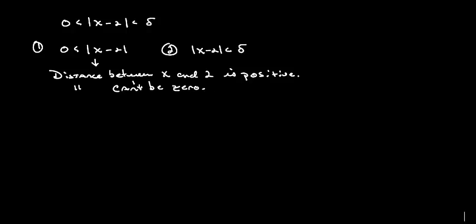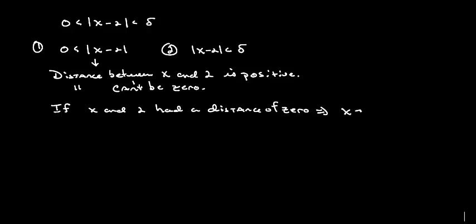If the distance between x and 2 was 0, then that would imply that x would have to be 2. They'd be the same number, right? If their distance is 0, that means they're on top of one another, or they're the same exact value.